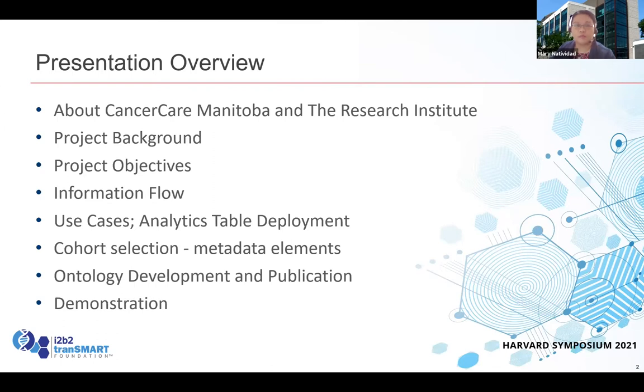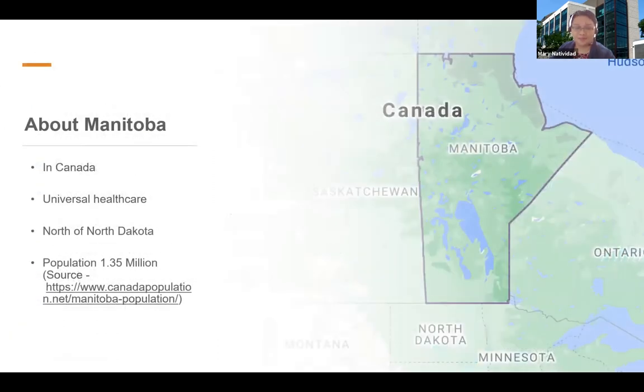So first off, where is Manitoba? We are in Canada. We have universal healthcare. We are just north of North Dakota. We have a population of about 1.35 million in Manitoba.